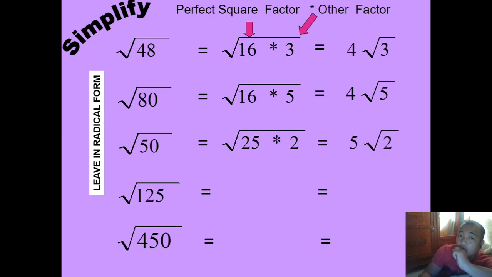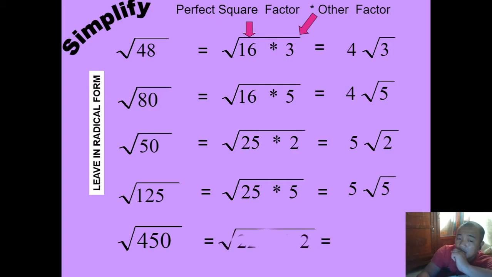How about square root of 125? What are the perfect square factor and other factor? 25 times 5. So as you can see, the perfect square factors still include 16, 16, 25, 25. So for square root of 125, 5 square root of 5. How about square root of 450? 225 times 2. Because 225 is a perfect square factor, wherein its square root is 15. So the answer is 15 square root of 2. Right?